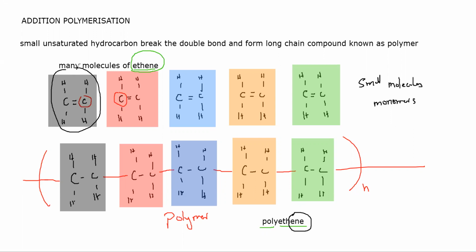So you only put poly in the beginning? Yeah, just put poly in the beginning, and the name of the monomer. If it's ethene, it's polyethene. And you use this polyethene almost every day, like buying something from a grocery store or outside. They put the objects inside a shopper, which is polyethene.